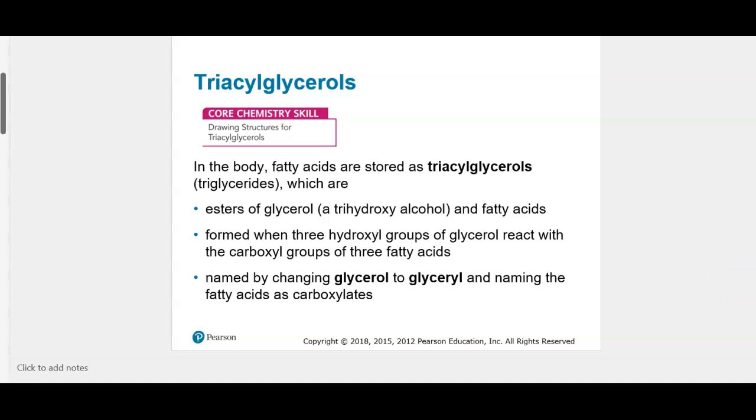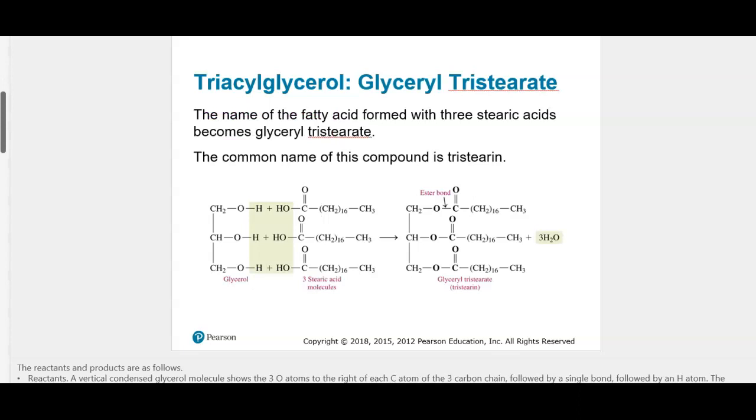And we name them by simply changing the glycerol ending, removing the ol, changing it to yl, and naming the fatty acids as carboxylates. So you'll see what we have here. This is the triglyceride, triacylglycerol, that's formed from stearic acid. These things can be mixed too, by the way. They're not all going to be pure esters of one single carboxylic acid. But in this case, for naming this one, we're using 3 stearic acid molecules and glycerol. And you see that 3 water molecules are removed.